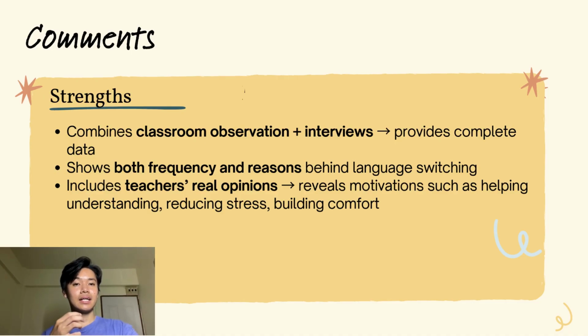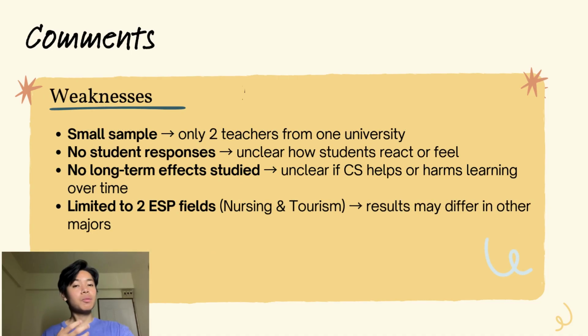Another strength is that the study includes teachers' opinions, not just classroom behavior. So it helps us understand their real motivations for code switching, like explaining difficult terms, reducing stress, or building a more comfortable learning atmosphere for students. There are also some weaknesses that we noticed. First, the sample size is very small. The study only looked at two teachers from one university, which makes it difficult to generalize to all ESP contexts in Thailand. Different subjects or teachers might use code switching in different ways.